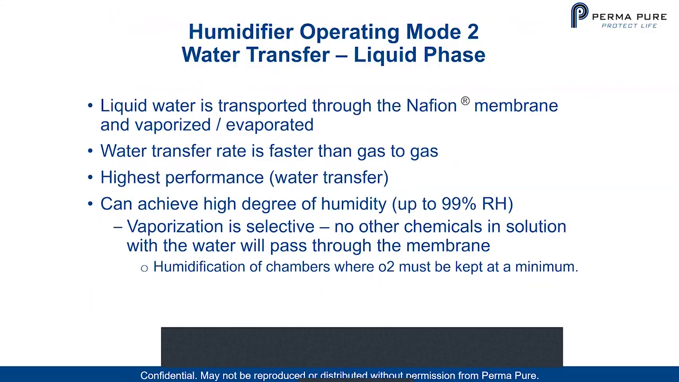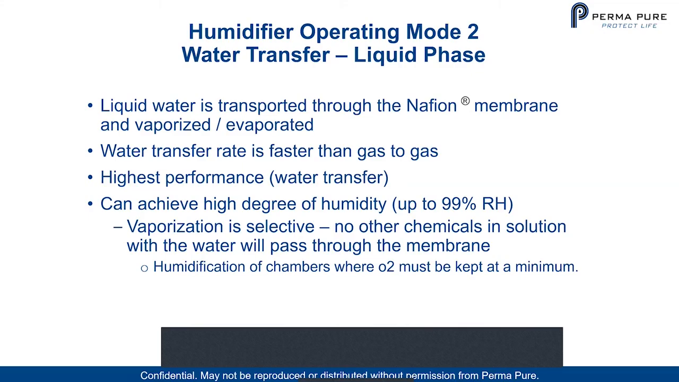So let's go now to humidifier operating mode 2, which is water transfer in the liquid phase. This is a little bit different than the gas phase, because here liquid water is transported through the Nafion membrane in the liquid form and is evaporated on the outside surface. This is very interesting in that what's going through the membrane is actually liquid water. That transfer rate is faster than gas to gas. In fact, we've estimated that to be roughly 3.5 times faster.